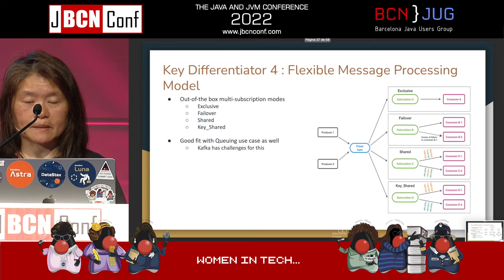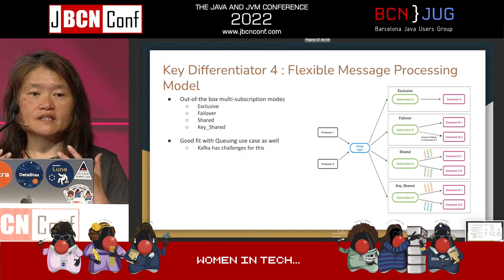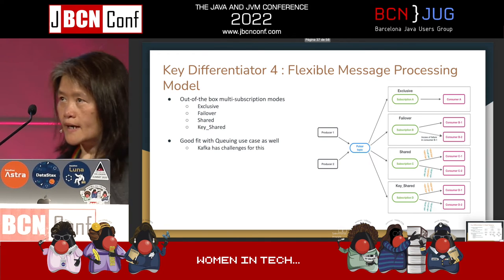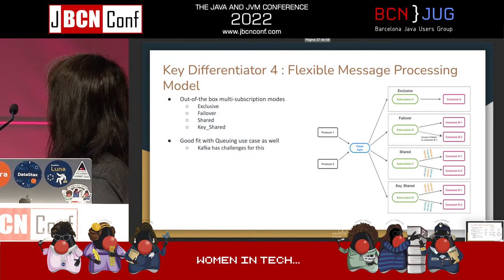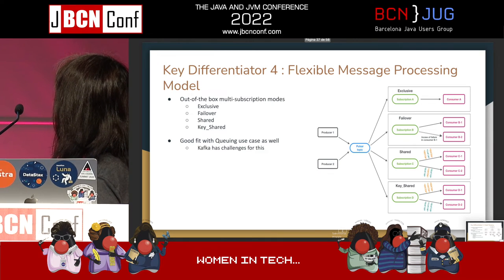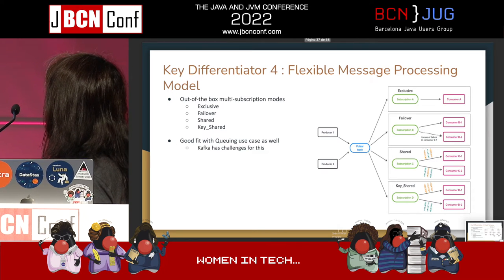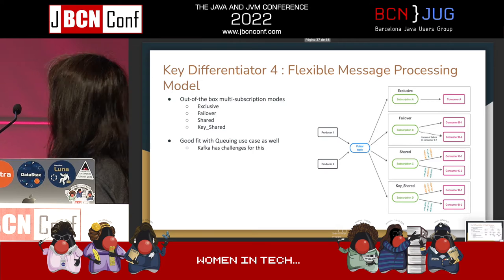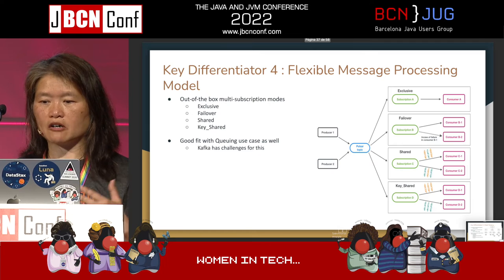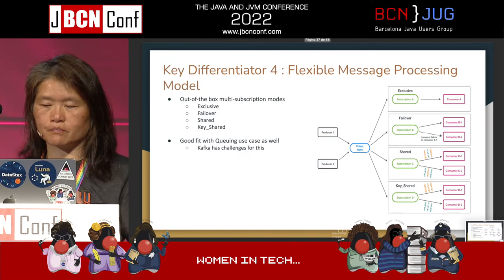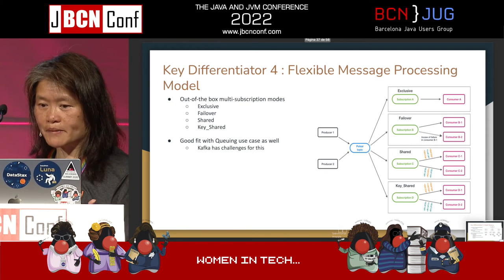And then this one is about the very flexible message processing model that Pulsar has. So there are different subscription modes. Again, we talk about this PubSub mechanism. You have a producer producing messages and sending them to the topic. But with the subscription side, there are different types of subscription modes that you can have. The top one here, the exclusive mode, is where you only define one consumer. That enables message queuing in Pulsar.